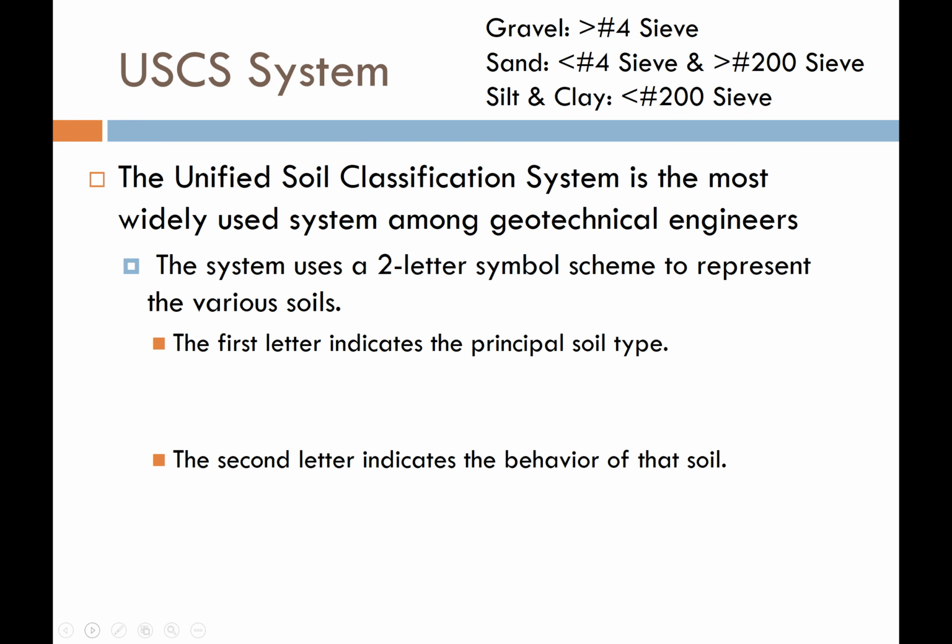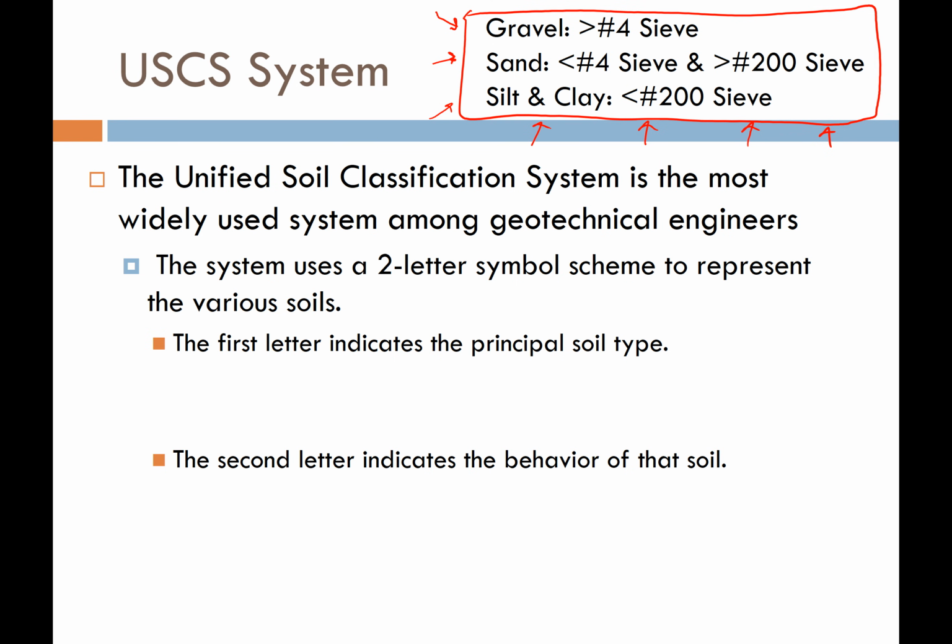So let's talk about the Unified Soil Classification System. This was the classification system developed for geotechnical engineers by geotechnical engineers. Here are the rules that define what is what with the USCS. Gravel is anything that is retained on or larger than the number 4 sieve. Sand is anything between a number 4 and a number 200 sieve. And fines, or silt and clay, are anything that passes the 200 sieve.